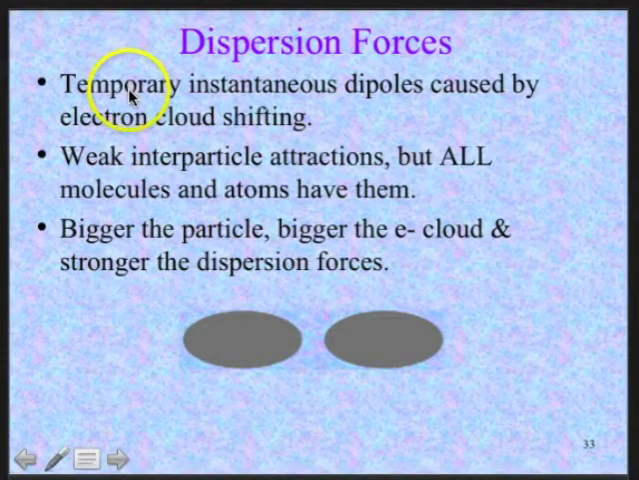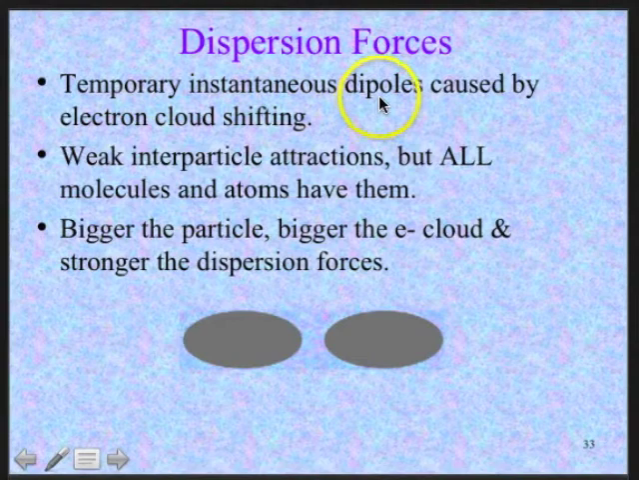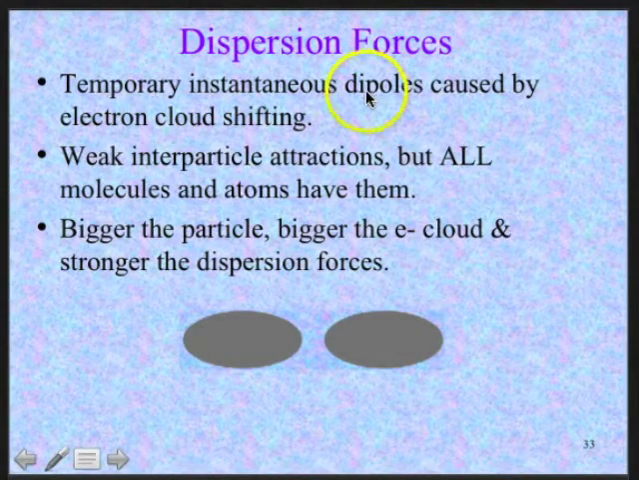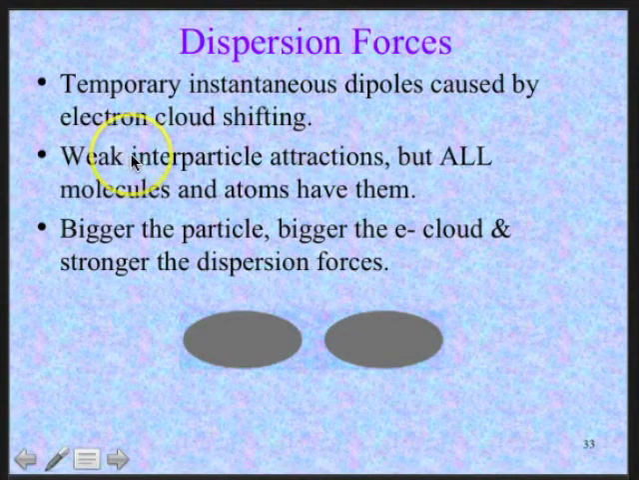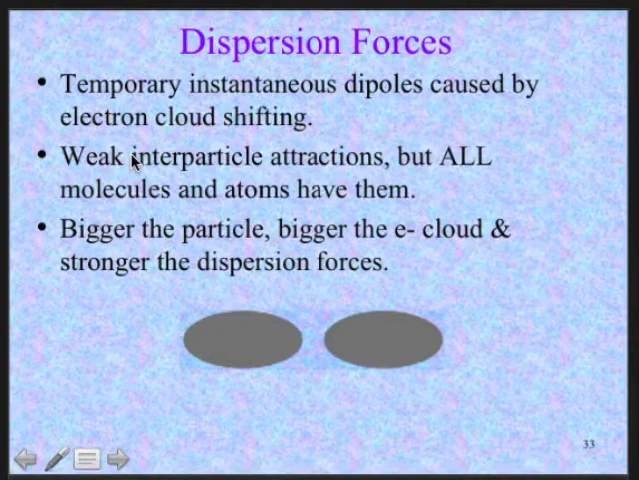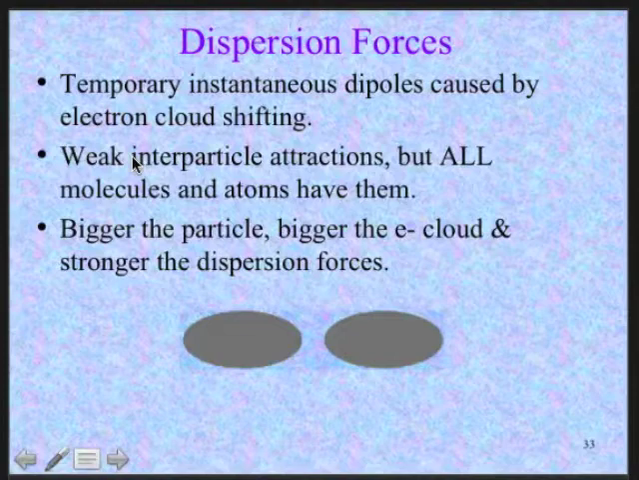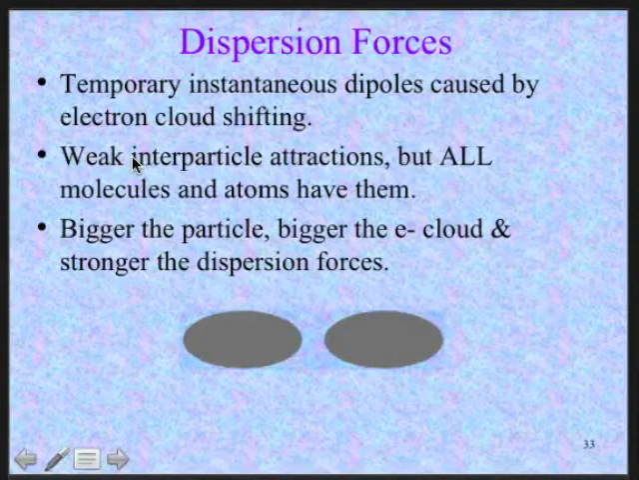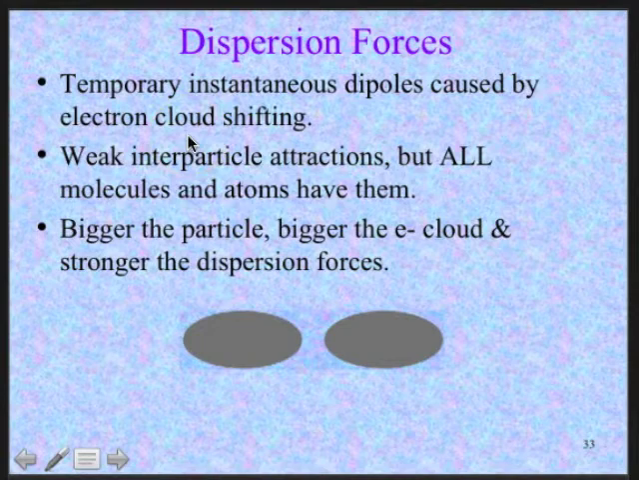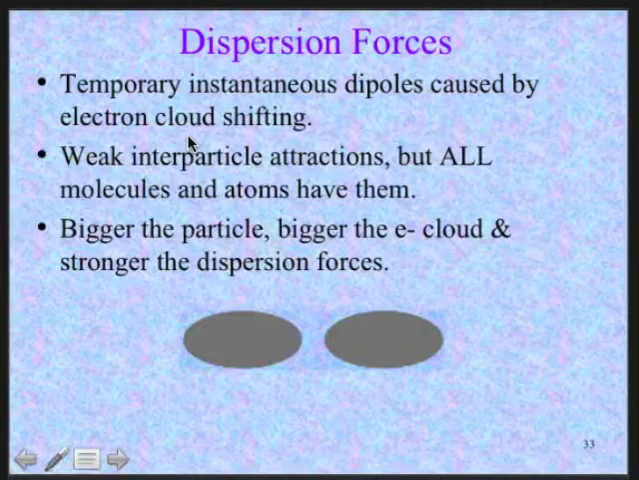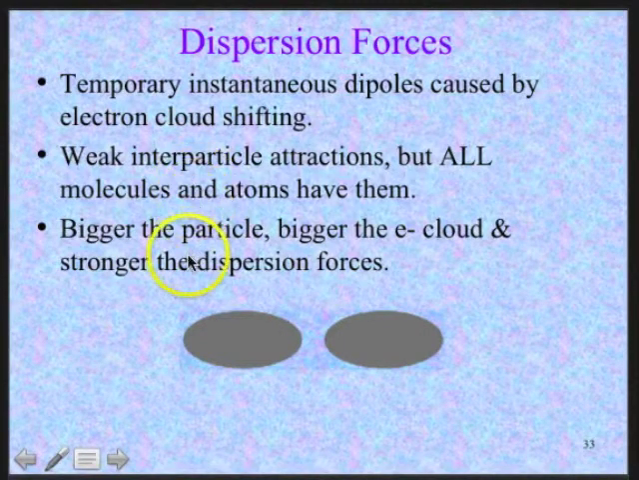Now, the one type of interparticle attraction we haven't talked about is dispersion forces. As we mentioned a little bit before, temporary instantaneous dipoles is what dispersion forces are, and it's caused by the electron cloud shifting. It's a weak interparticle attraction common to all molecules and atoms, but the ones which have ionic or dipole attractions have so much stronger attractions that dispersion forces are negligible. So it's the default for molecules which have neither ionic nor dipole interparticle attractions.